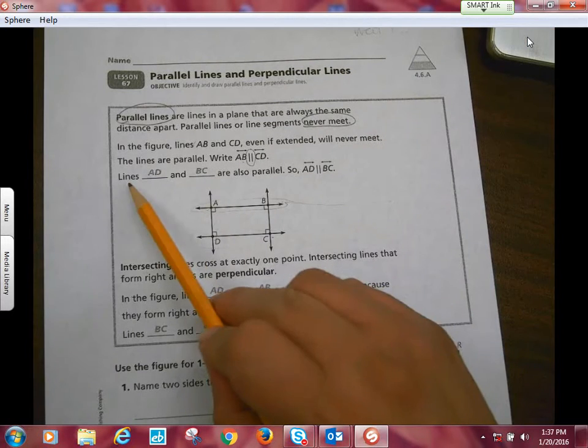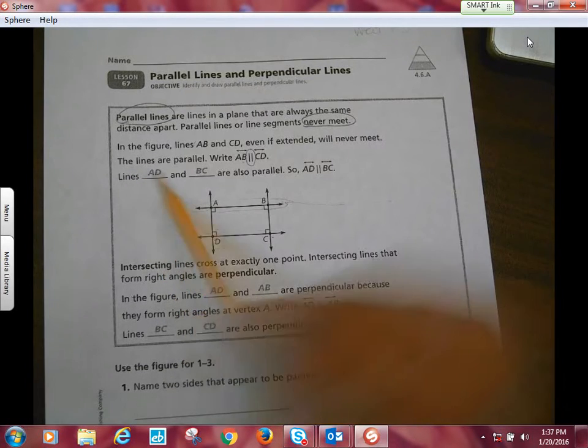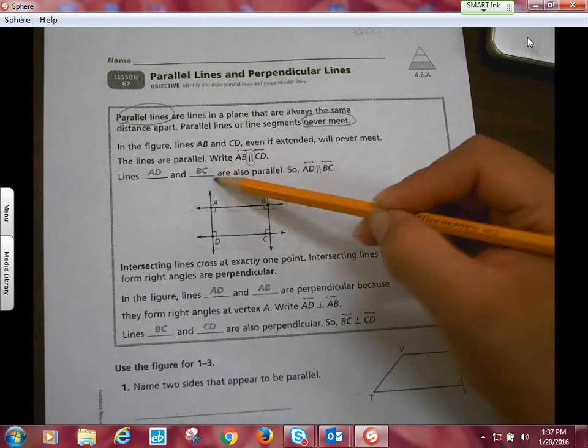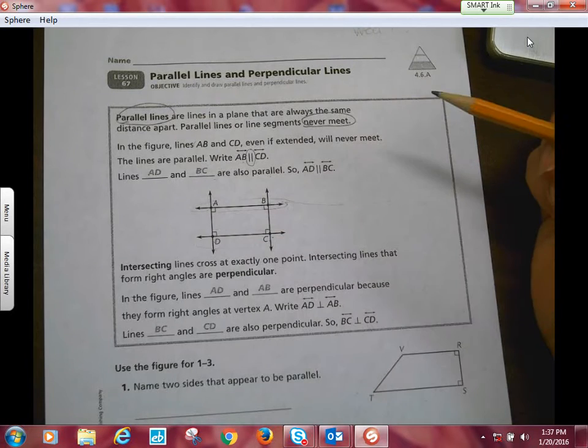So how would we say that? Well, we would say that lines AD and BC are also parallel. So AD and BC are parallel.